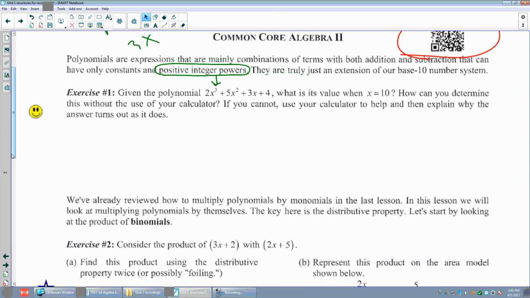No. Well, it says truly. I mean, I don't know where he's going there. I know this example is pretty neat.